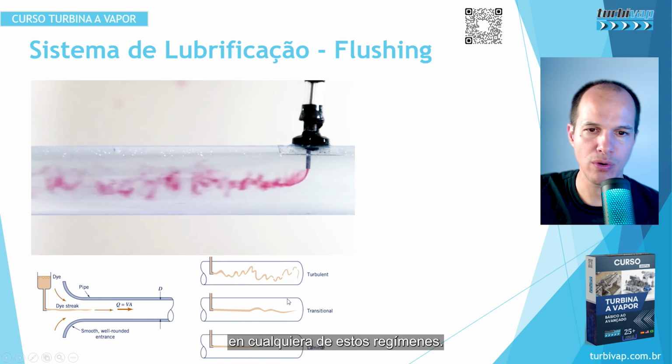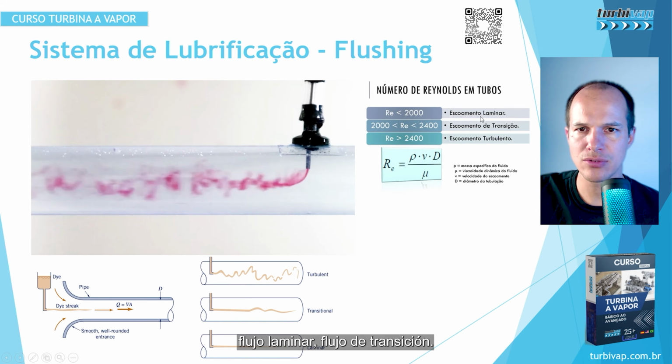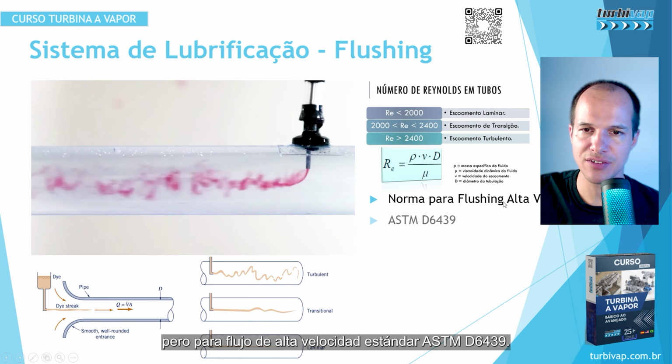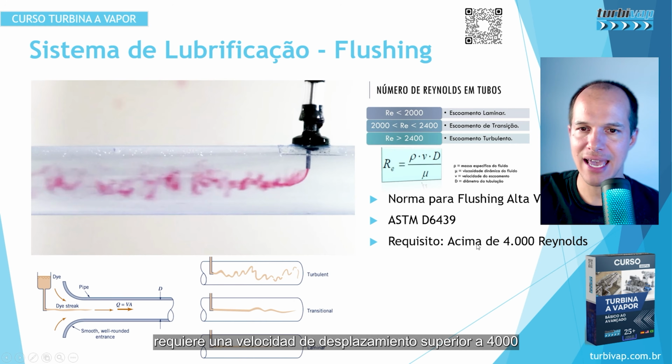So basically it works like this: in this situation we would have a laminar regime, and it begins to have a transitional one, that starts to oscillate a little, and here it is already the turbulent regime. Notice that here we have almost no drag in any of these regimes. So the Reynolds number in pipes below 2000 is laminar flow, transition flow goes from 2000 to 2400, and above 2400 we have the so-called turbulent regime. That's the Reynolds concept.